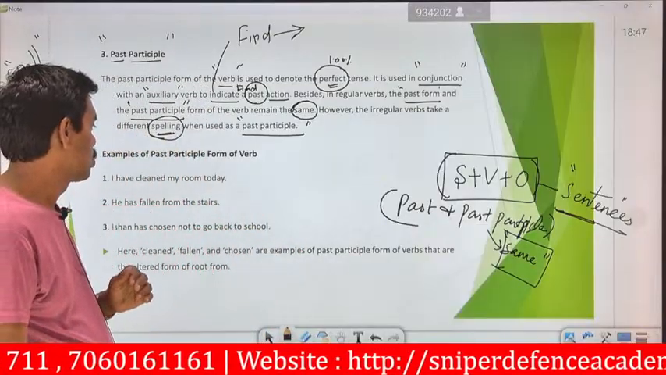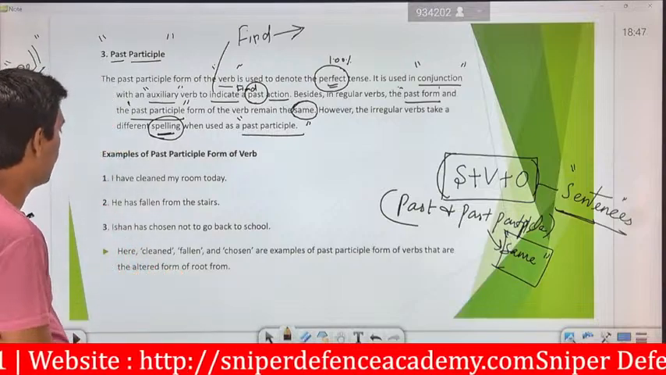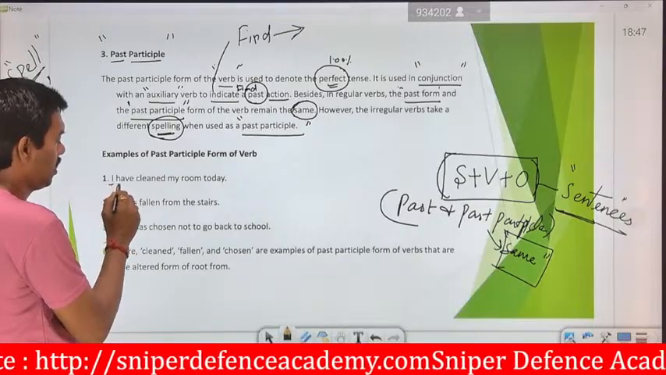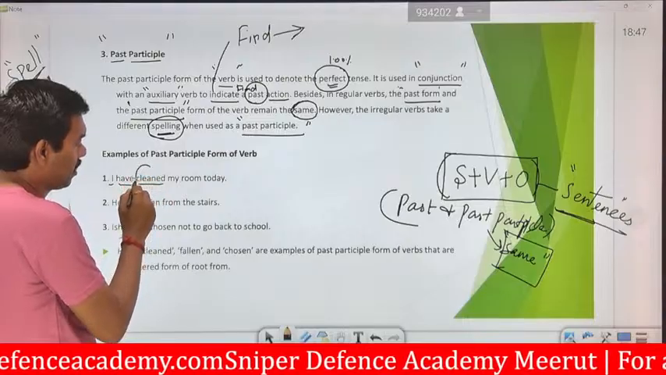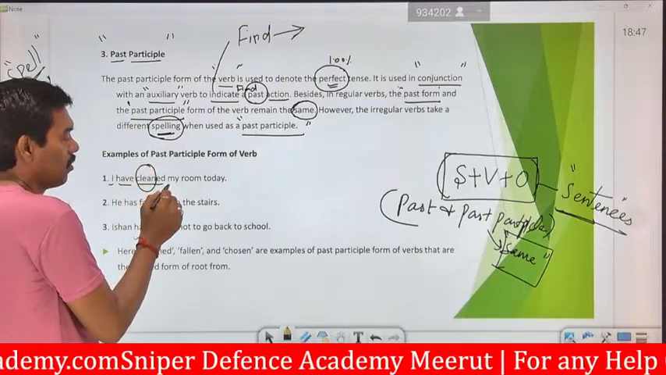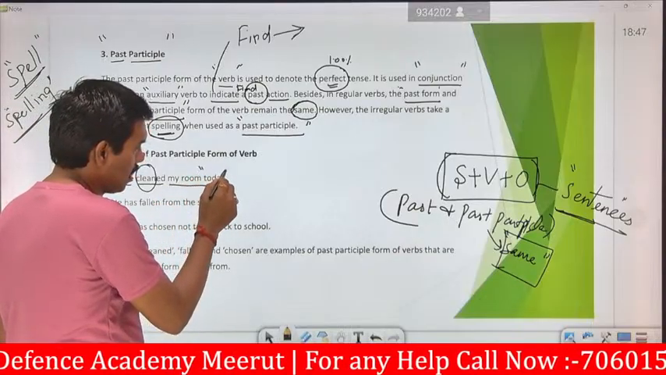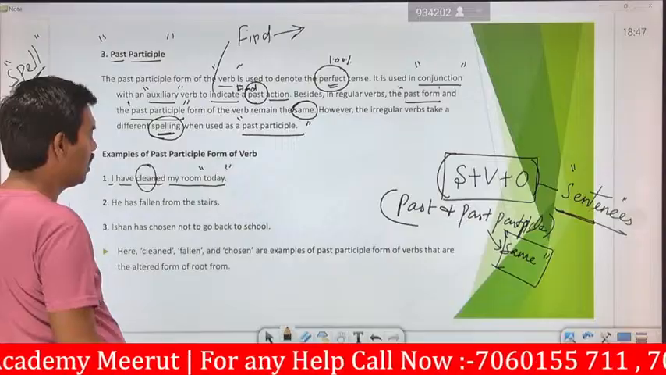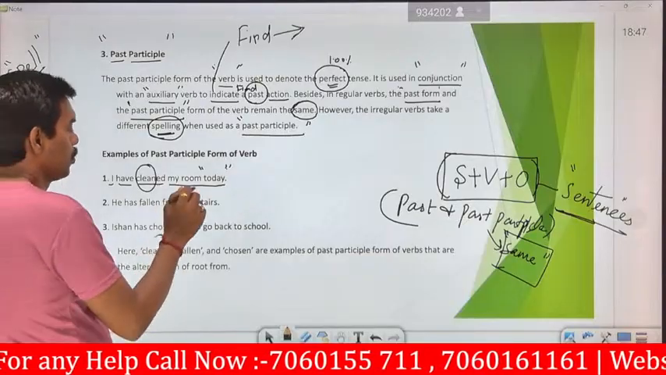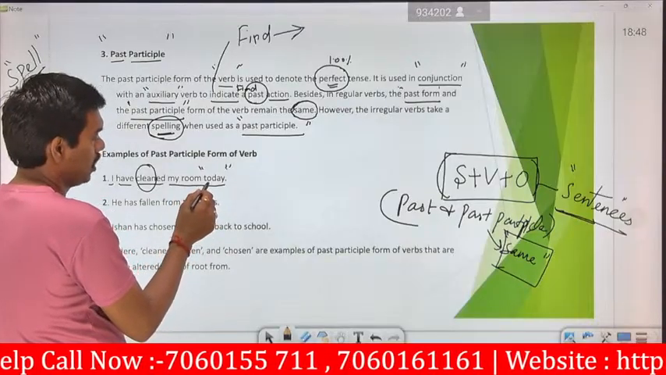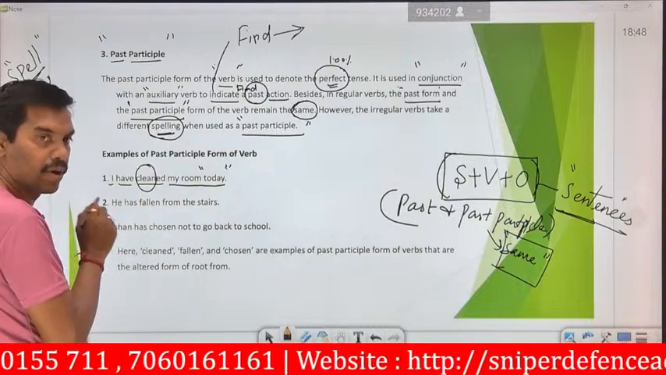So what is the first example they are saying? First one is: I have cleaned my room today. Clean will be present, cleaned will be past. So today, what work did I do? Today in my room, the cleaning process has taken place by me.